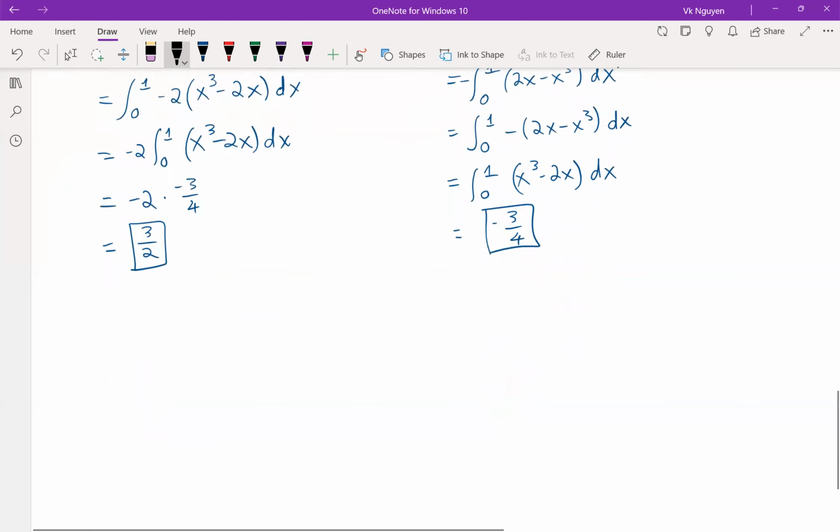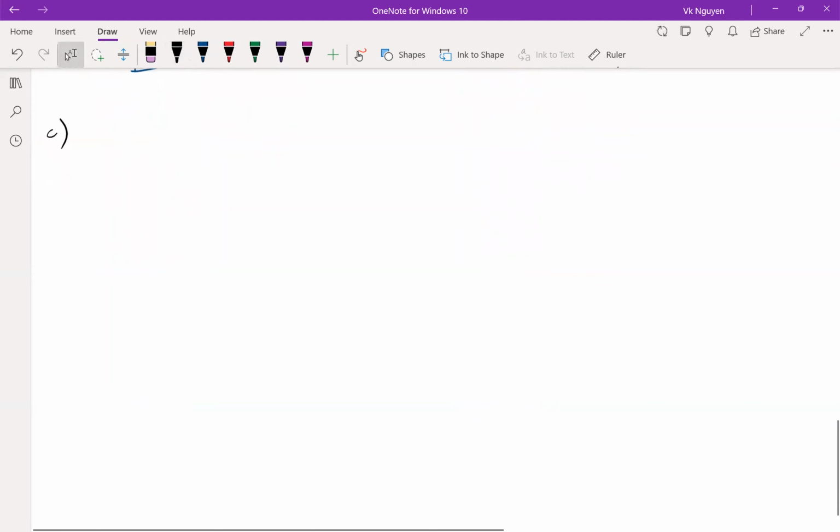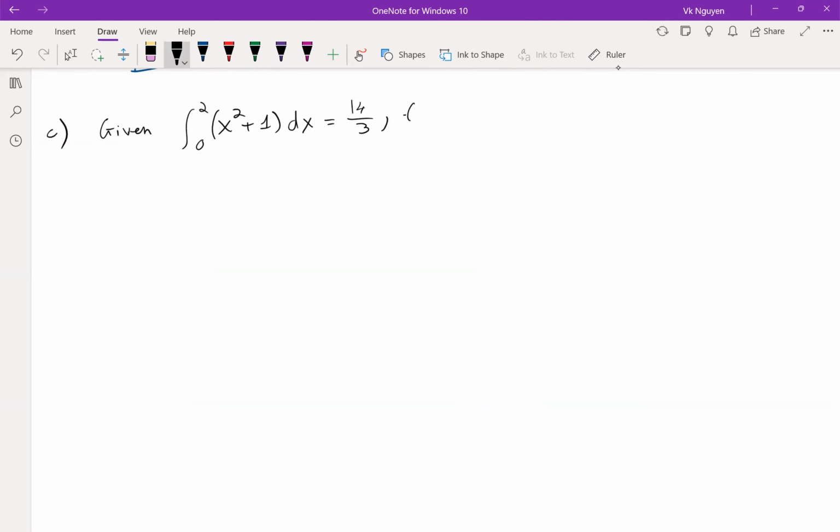Let's take a look at another one. C. Given the integral 0 to 2 of x squared plus 1 dx equals 14 over 3, find the integral 0 to 2 of x squared plus 4 dx. Oh man, how are we going to do this one?